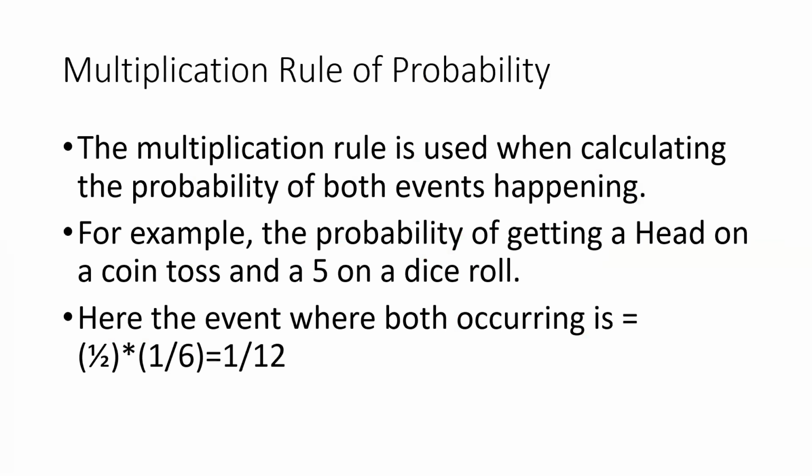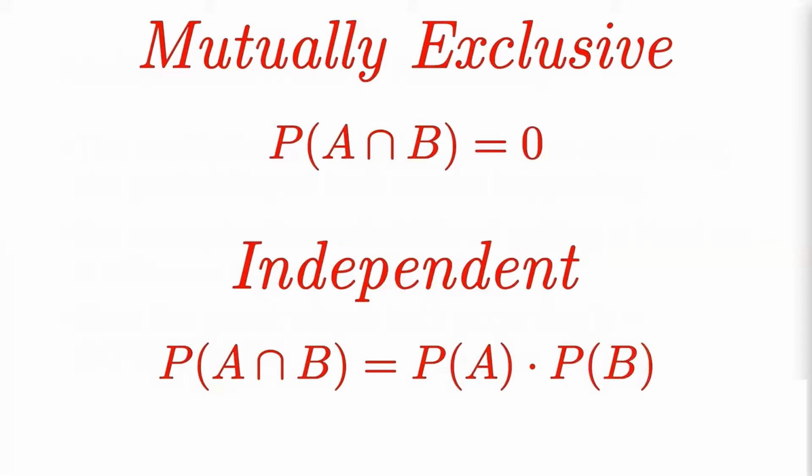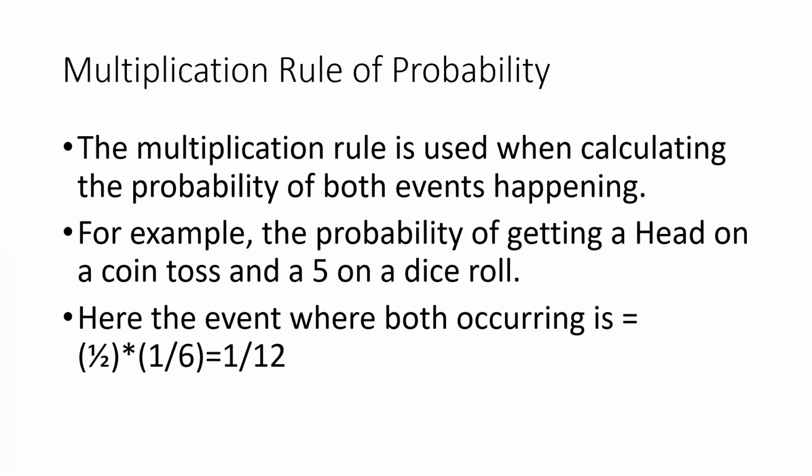Now, the multiplication rule is used when calculating the probability of both events happening. For example, the probability of getting a head on a coin toss and a 5 on a dice roll. Here the flipping of a coin has no bearing on the rolling of a die. Therefore, we can multiply. Getting a head is 1 by 2, getting a 5 is 1 by 6. Therefore, since both should come, it is multiplication.